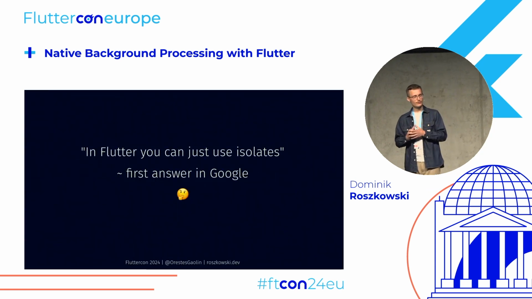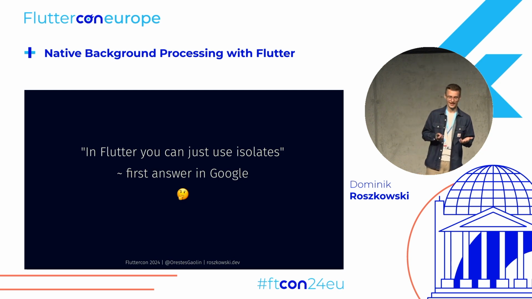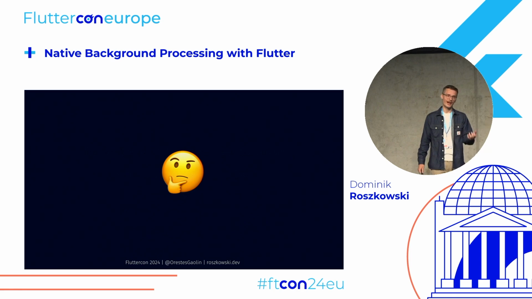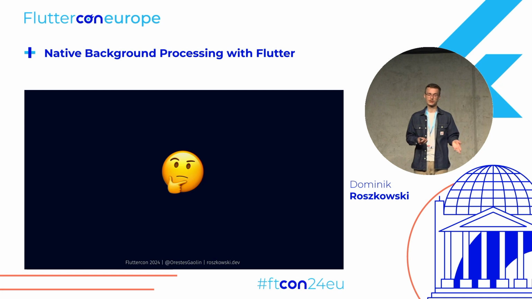And when you try to look for ways how to do background processing, the first result in Google is: in Flutter, you can just use isolates. And that's like the first link that you'll find. And obviously, isolates, which you probably are aware of. If not, there are some amazing talks both at Fluttercon and Flutter and Friends, available online, that explain how isolates work.